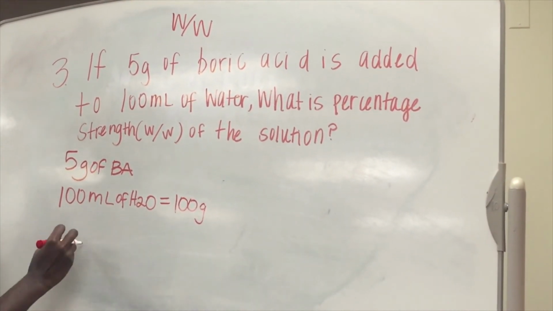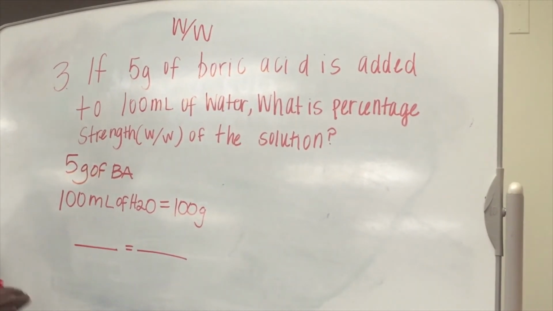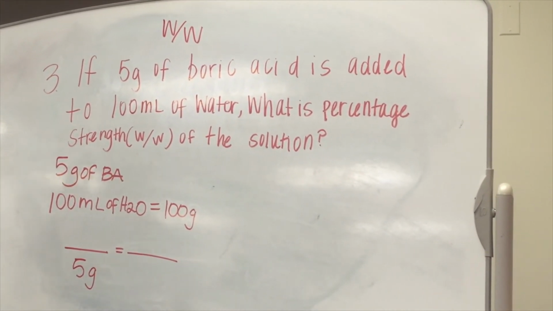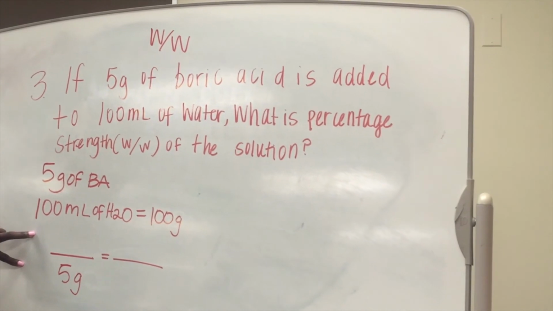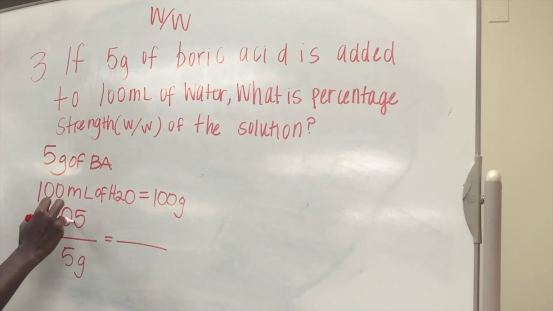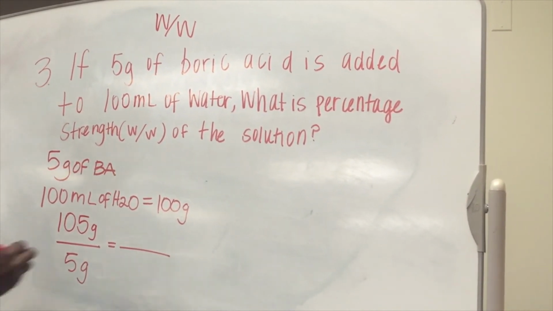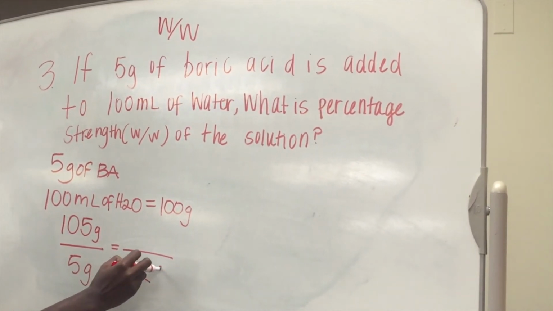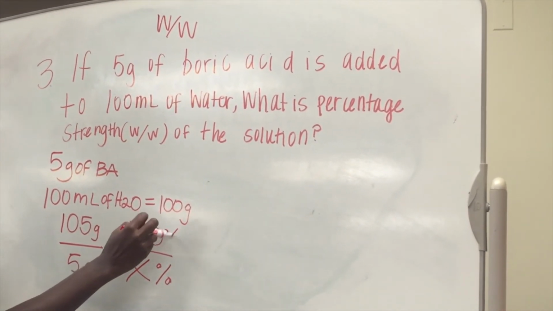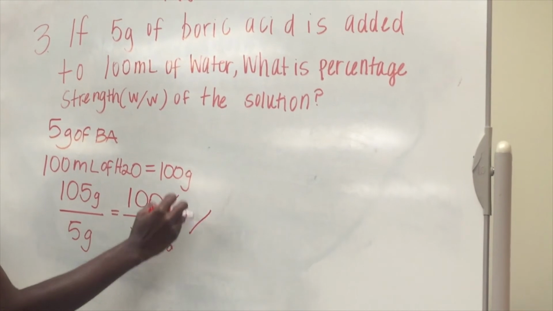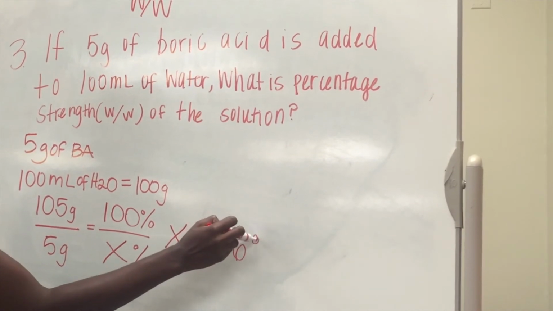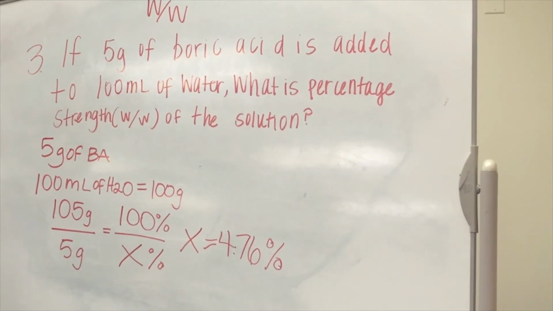Okay, so let's do our proportions. We know that we have 5 grams of boric acid, and we know that the boric acid is being added to the 100 grams of water, so we can go ahead and give this a final concentration of 100 grams. We do not know what the percentage strength is here, but we do know that this is the 100% of the solution. We do some cross multiplying. X is equal to 4.76 percentage strength of boric acid in 100 grams of water.